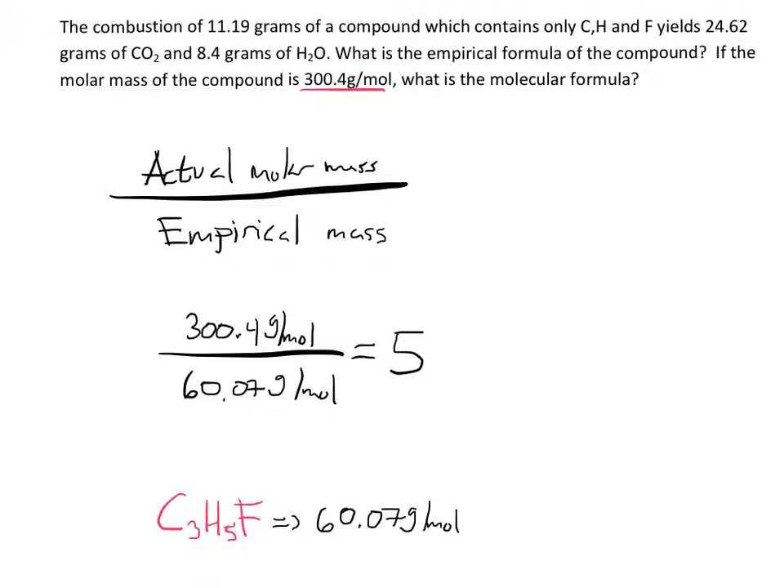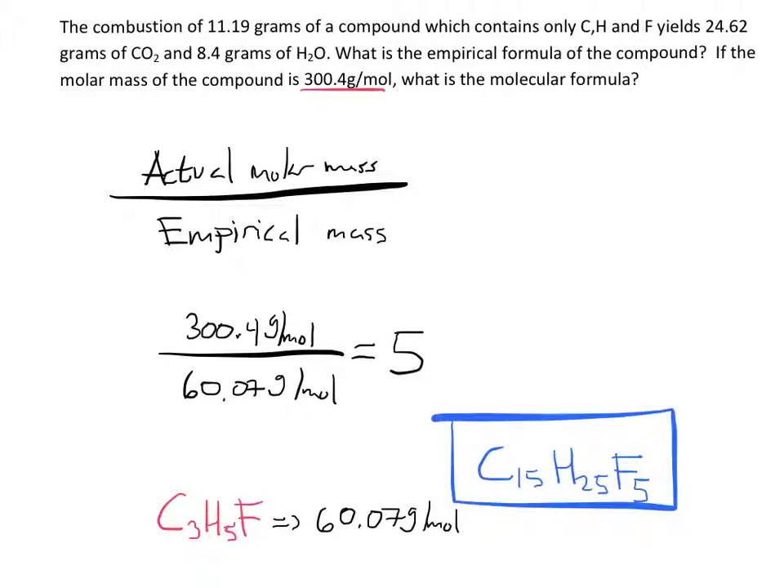So that means the actual formula is 5 times greater than the empirical formula. So we're going to take all of these numbers in our empirical formula and multiply them by 5 to get our actual formula. So that would be C15H25F5. And there you go. We have both the empirical and the molecular formulas for this organic compound found via data from a combustion.